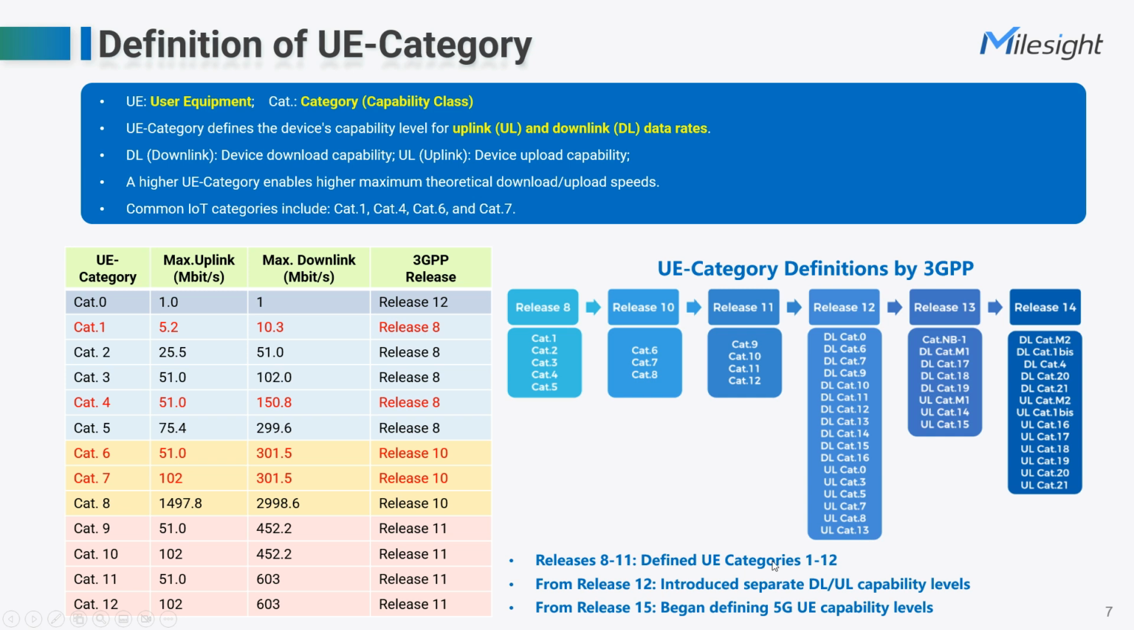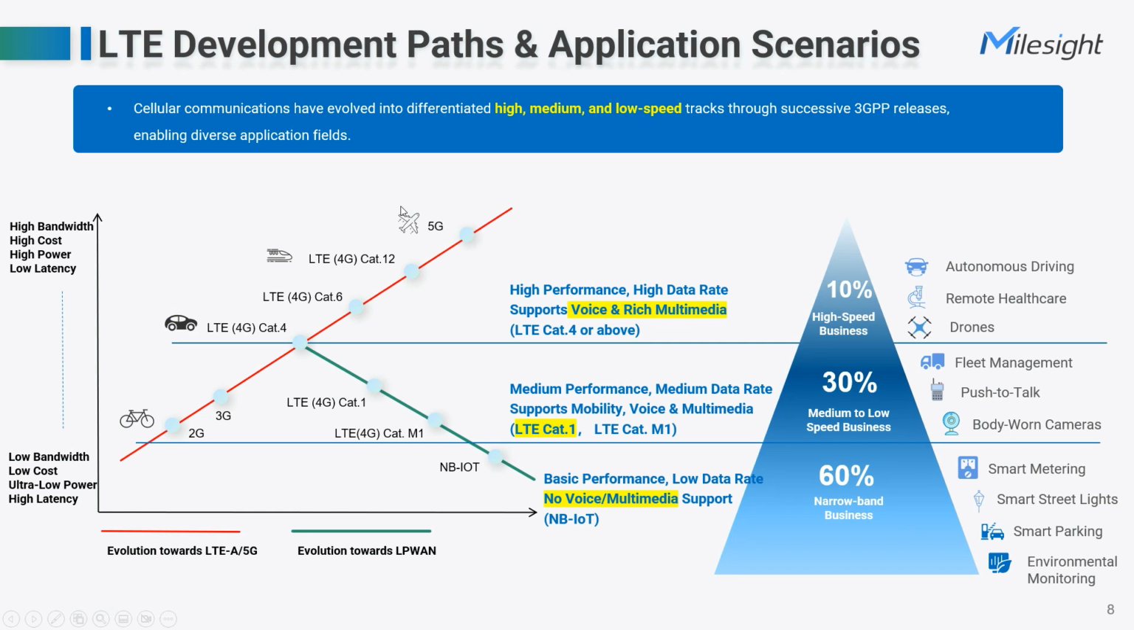Today, categories like Cat 1, Cat 4, Cat 6, and Cat 7 are all commonly used across the cellular IoT landscape. With each new 3GPP release, we see cellular technology branching out into high, medium, and low-speed paths. And each of these paths opens up completely different application possibilities.